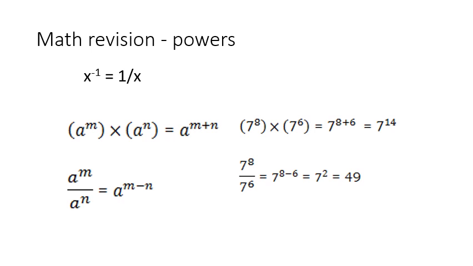Maths revision there: 1 to the negative x is 1 over x. a^m times a^n is going to be a^(m+n), so you're basically adding the powers. There we go, there's an example there. And if you're dividing powers, you basically are subtracting.